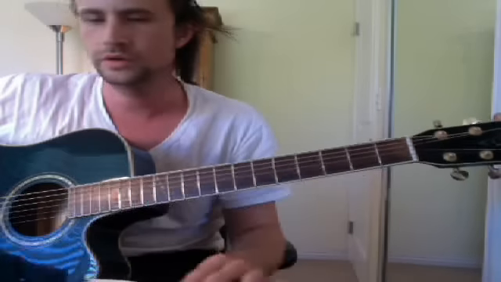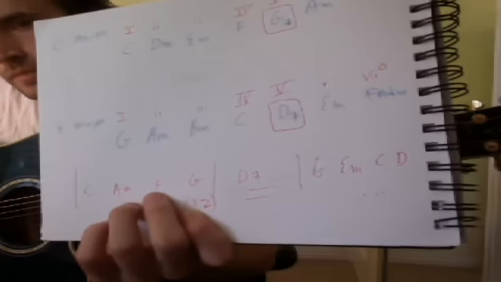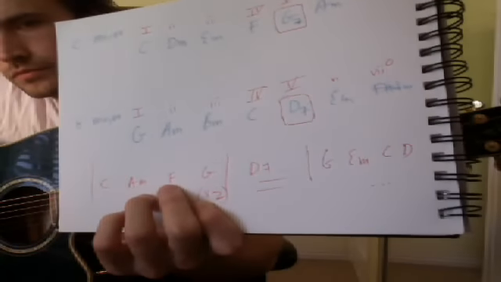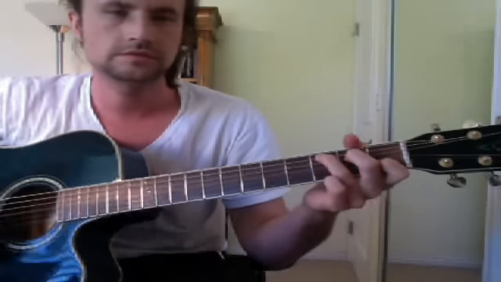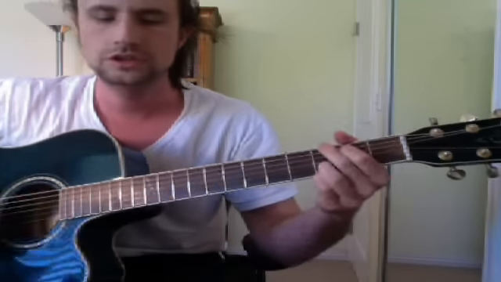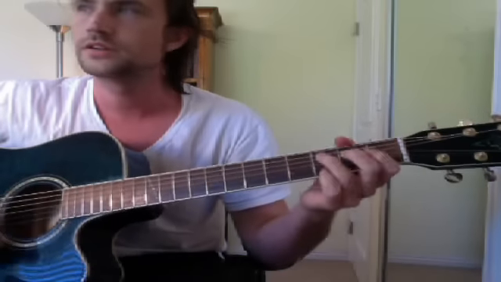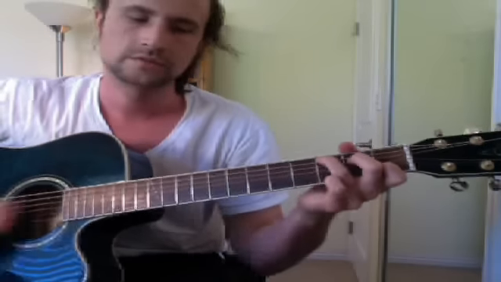So now I'm going to do it without that D7. I'm going to cut that D7 out right there. So I'm not going to play D7, and listen to what it would sound like. So C, A minor, F, G, I do it again, C, A minor, F, G, E minor, C, and then back to C.